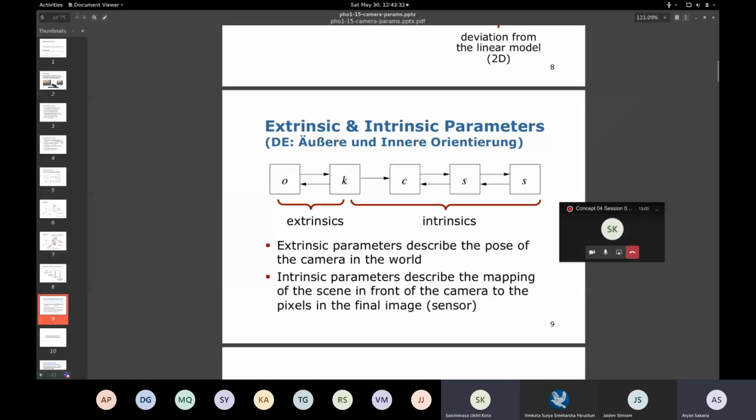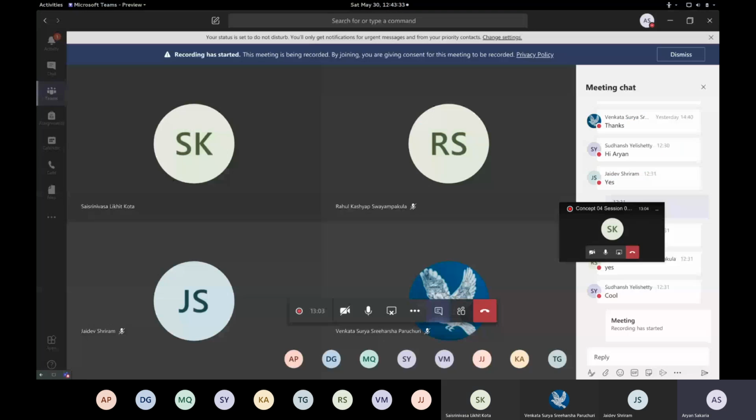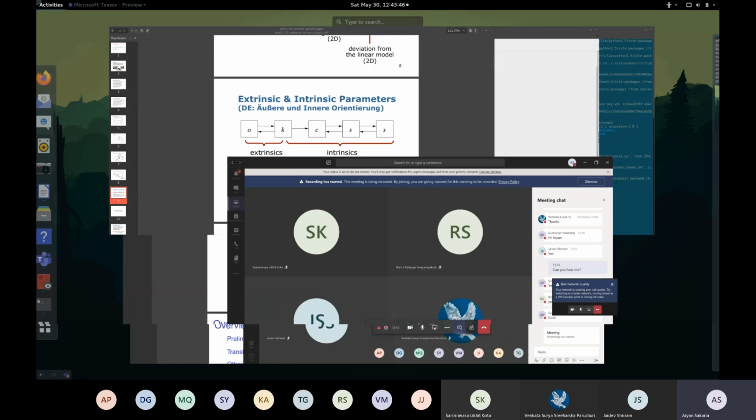Yeah. Is there any other? No. All right. Okay, your network is causing poor call quality. I don't know if I'm cutting up or anything. I'll just proceed anyway.